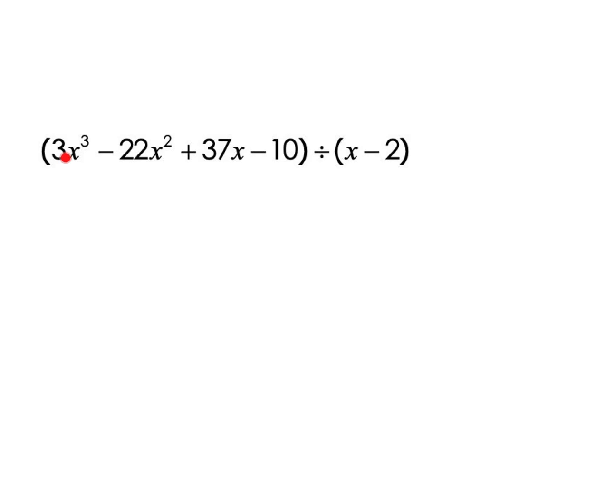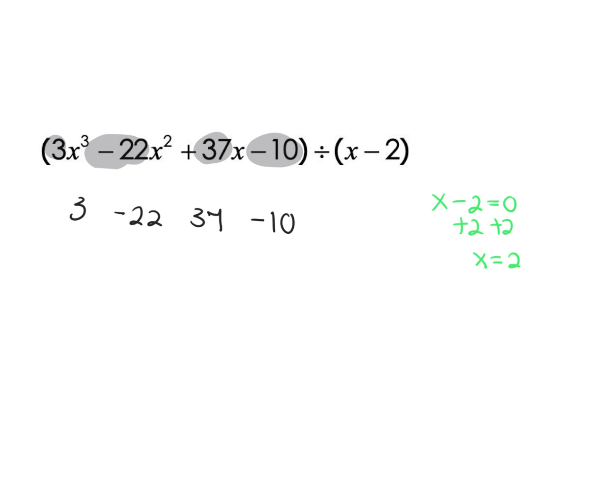Here we have 3x cubed minus 22x squared plus 37x minus 10 divided by x minus 2. So we're first going to highlight all of our coefficients. Then we take our x minus 2, set that equal to 0, add 2 to both sides, and get x equals 2. So then we perform synthetic division. We bring down the 3 first. 2 times 3 is 6. Negative 22 plus 6 is going to be negative 16.